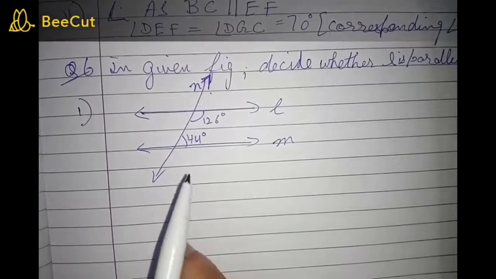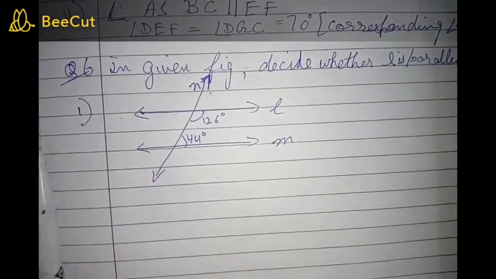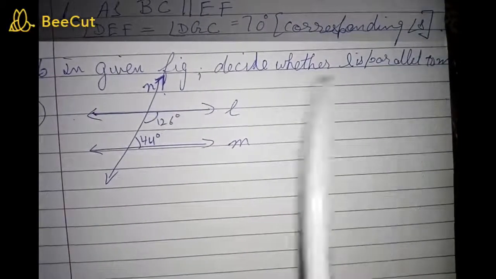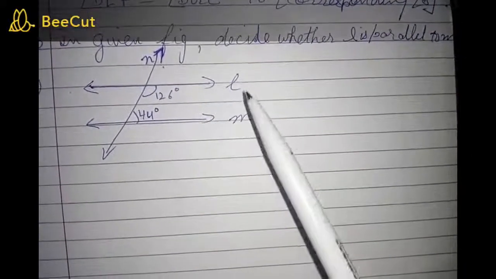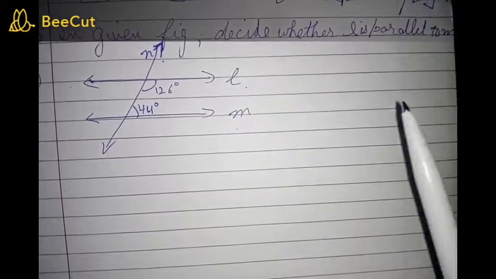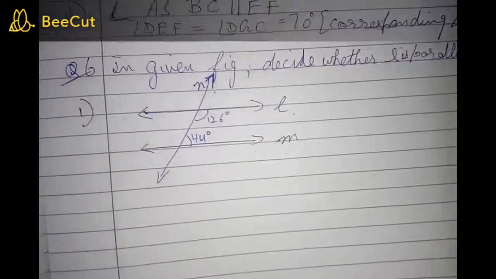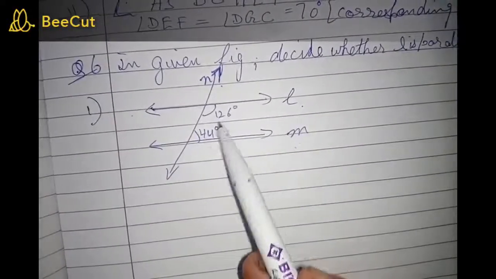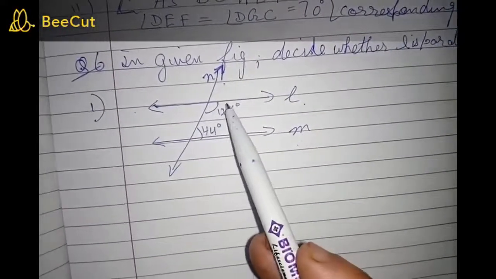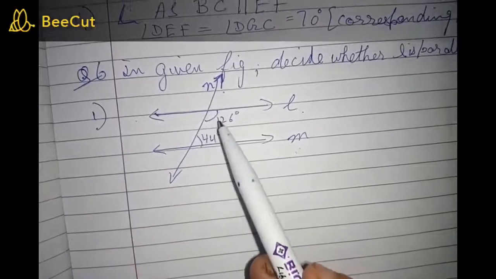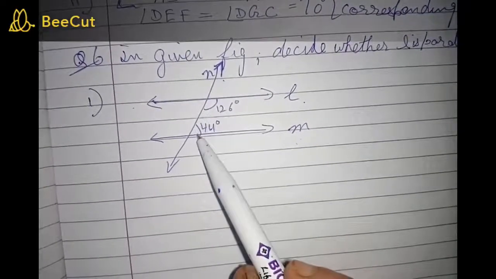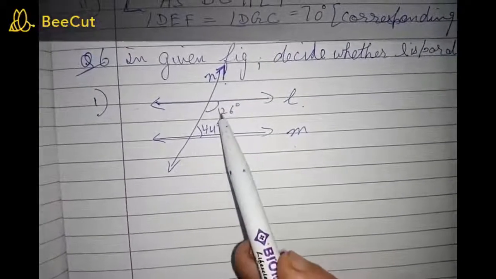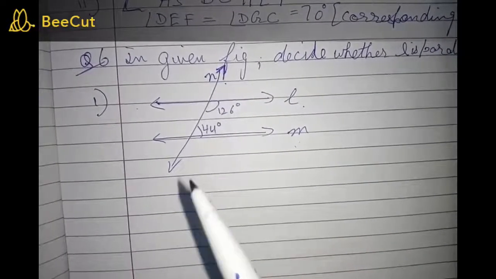Now in question number 6, in the given figure, decide whether L is parallel to M. We have to show, this is not given, we have to show L is parallel to M. For L being parallel to M, we have been given these two angles. What type of angles are these? Interior angles, and both are on the right side. Interior angles on same side of transversal.